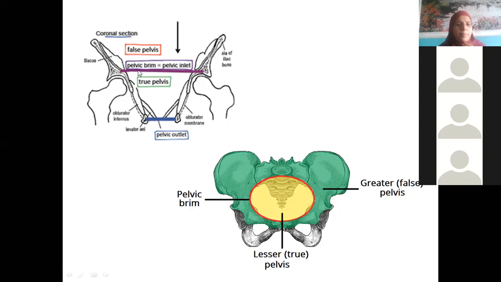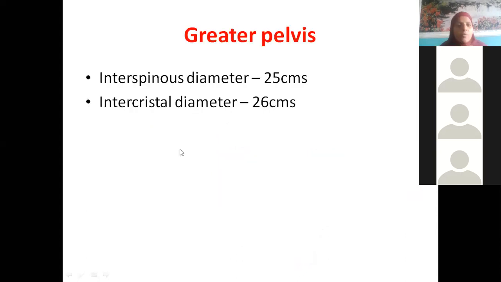Okay, pelvic brim. So the area above the pelvic brim is the false pelvis, and the area below this pelvic brim is the true pelvis. The false pelvis is also called the greater pelvis, and the true pelvis is also called the lesser pelvis. False pelvis is called the greater pelvis because the surface area is more, no? And the lower one, the true pelvis, is the lesser pelvis. Okay, and this particular point is the pelvic outlet.